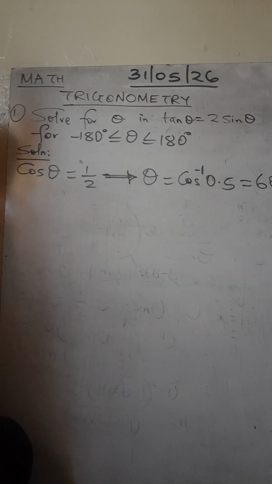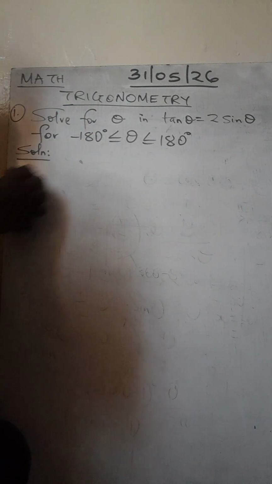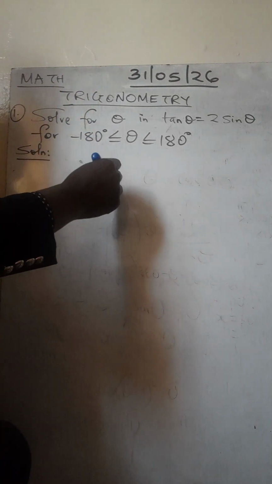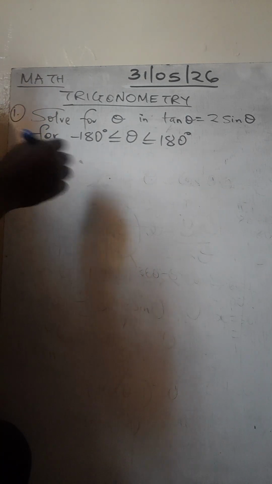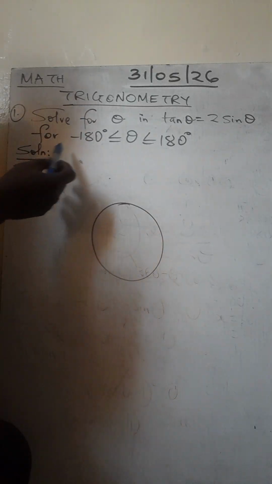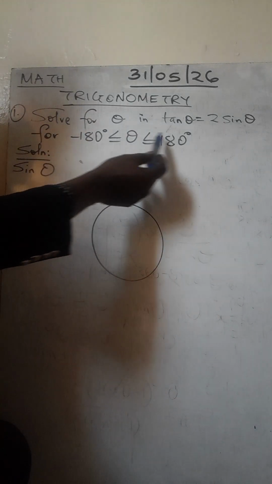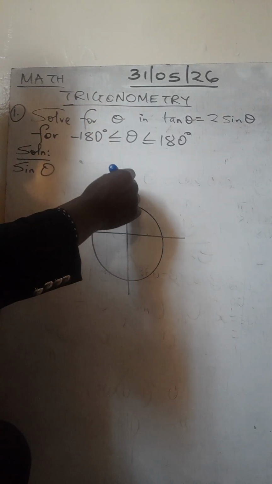Now, but I think we have not exhausted the first one. Let us exhaust the first one fully. The first one, when sine is 0, we have not exhausted that one because the range is between negative 180 and positive 180. Let me show you something that is very crucial here.